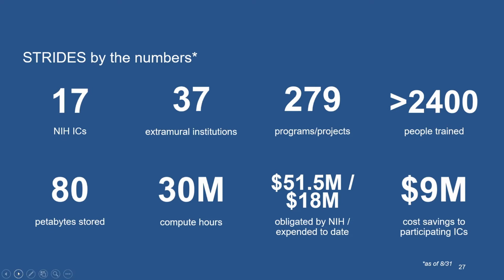It's not an equal distribution. People choose AWS or they choose Google depending on their research needs. We've used 30 million compute hours on Google and AWS.